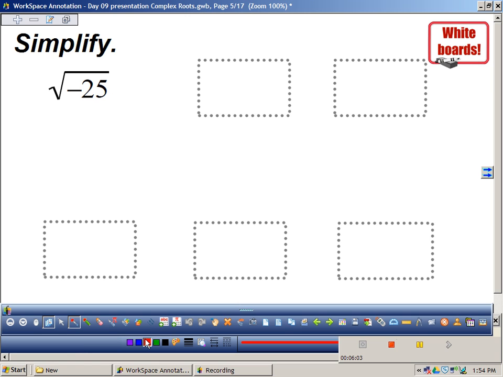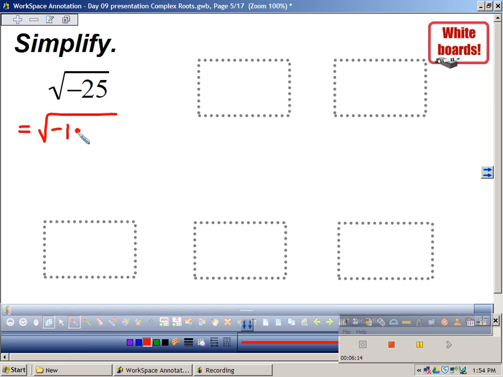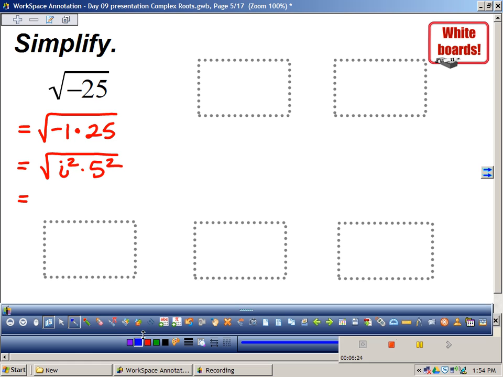Okay, so if I see this, I see i squared. A -1 in there means i squared. So I'm going to say that -1, I'm going to work it all out. -1 times 25, which equals i squared. There's a square in there. It's 5 squared. I take out anything with a square, and the square falls off, and I get 5i. The 5 always comes first.